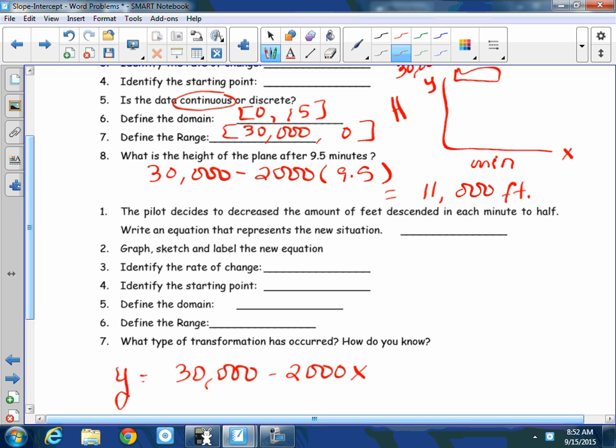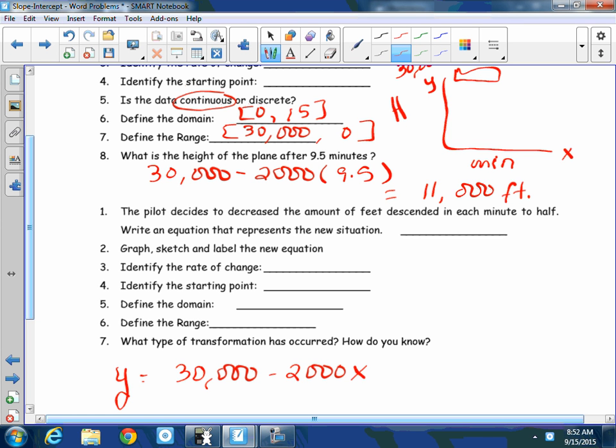All right. Did anybody have a chance to sketch it? Is it a negative or a positive slope? How do you know that it's a negative slope? It's descending. It's going down. Very good. Now, did anybody have a chance to do 1 through 7? You did? Awesome. Can we go over it?